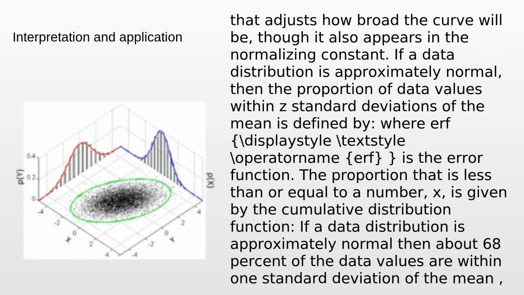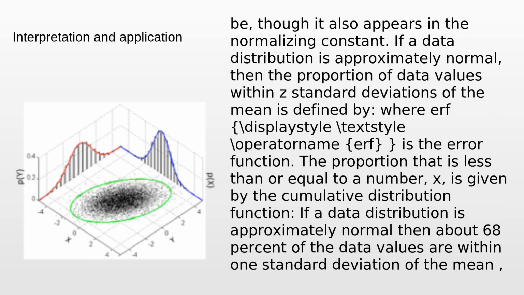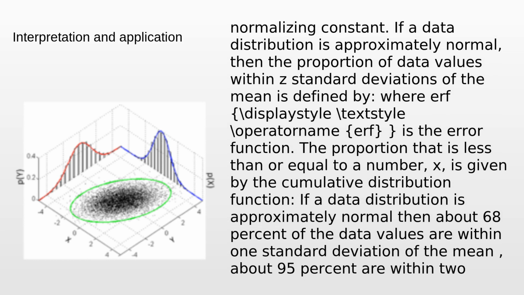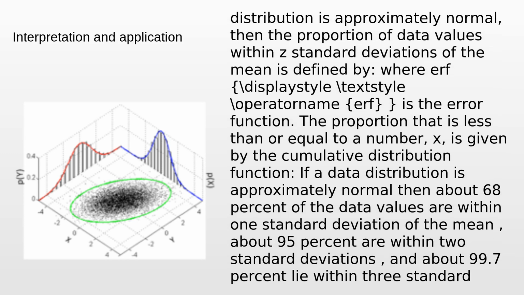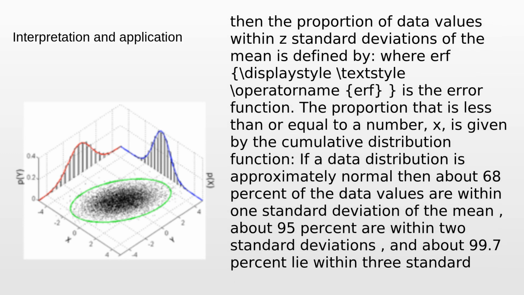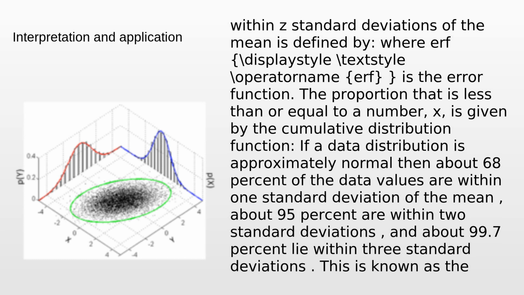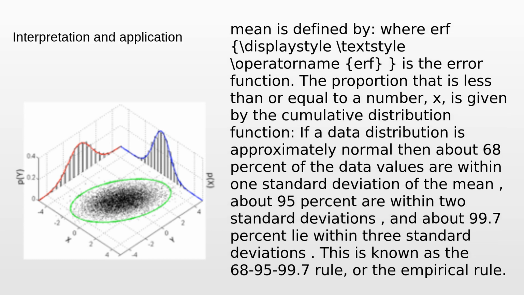If a data distribution is approximately normal, then the proportion of data values within z standard deviations of the mean is defined by, where erf is the error function.